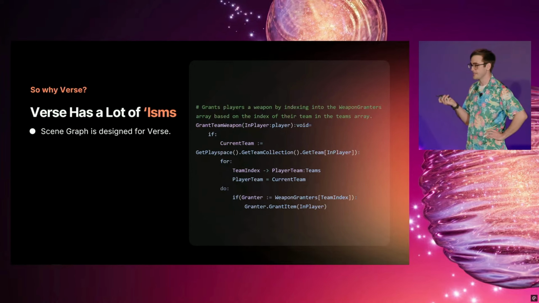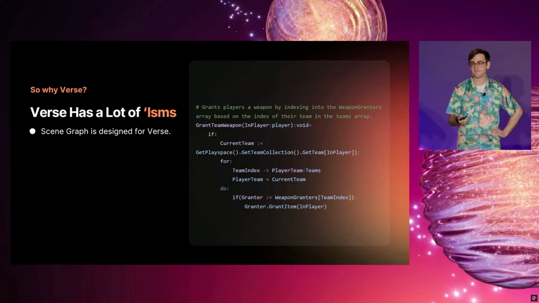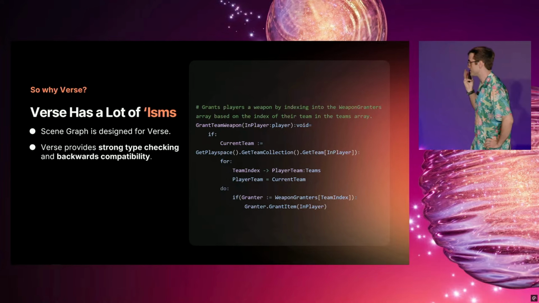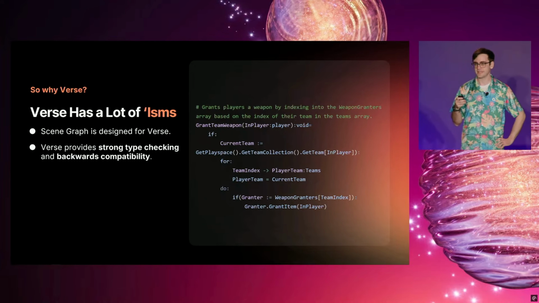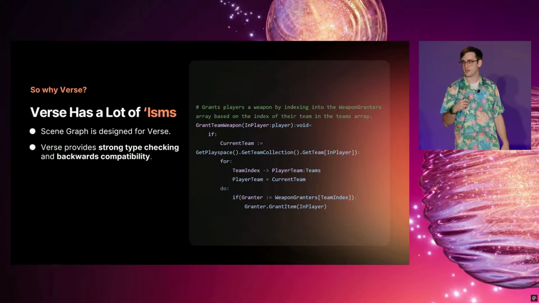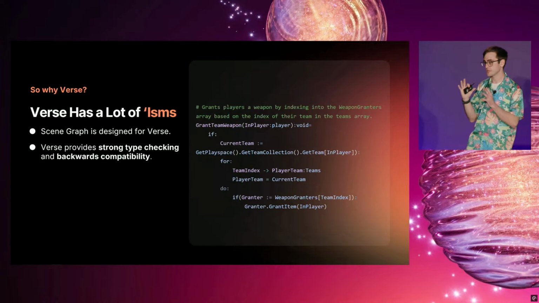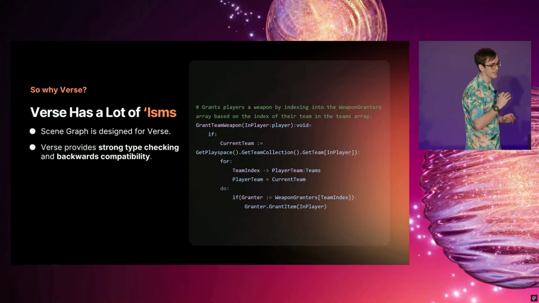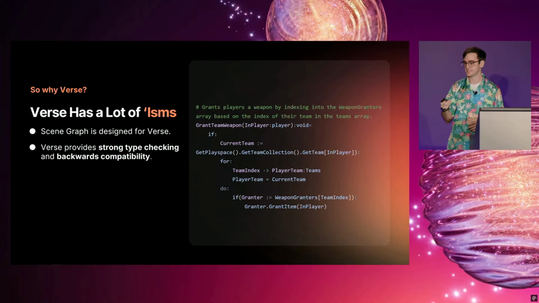Scene graph is designed for Verse. If you're going to be using scene graph, it's best to get a good hold of Verse. Verse provides the strong type checking and backwards compatibility that scene graph needs to function. Verse provides a lot of really strict guardrails for you to operate between, but it's those strict guardrails that make content strong and stable in these experiences.